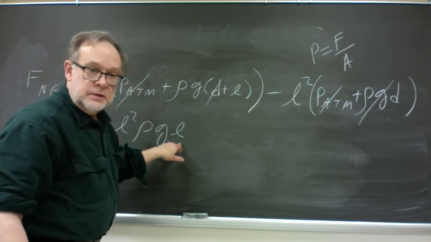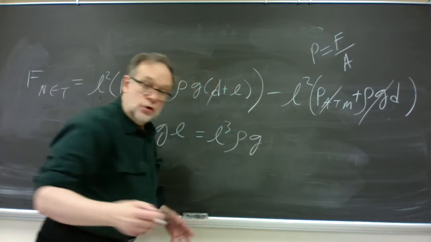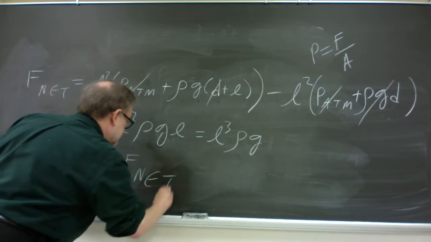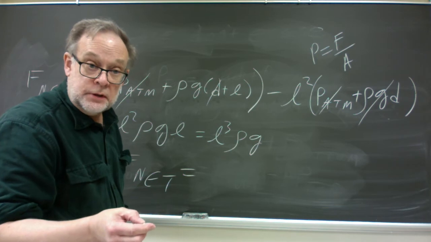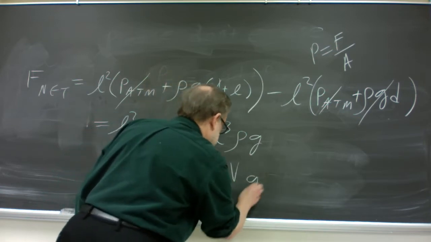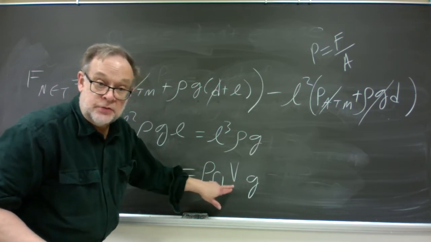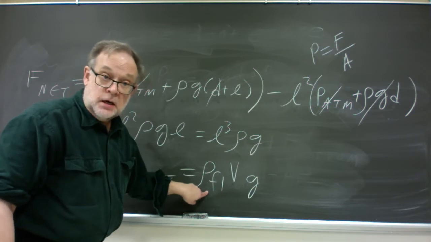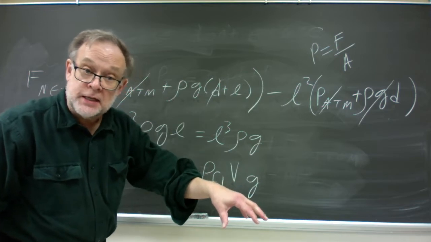L squared times L is L cubed. L cubed is, remember, just the volume of our cube. So the net force is the volume of the cube times the density of the fluid that that cube is immersed in. So we have density times volume times g. Well, density times a volume is a mass. Mass of what? This is the mass of the fluid that got displaced and pushed aside when we put that cube into that space. Right.